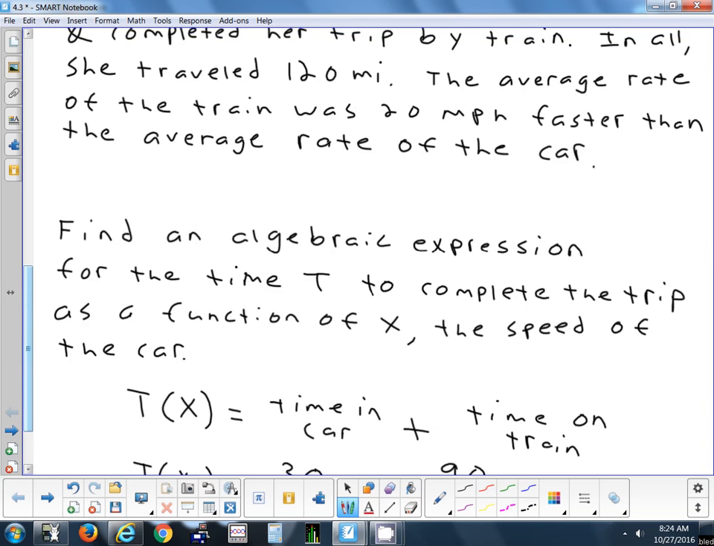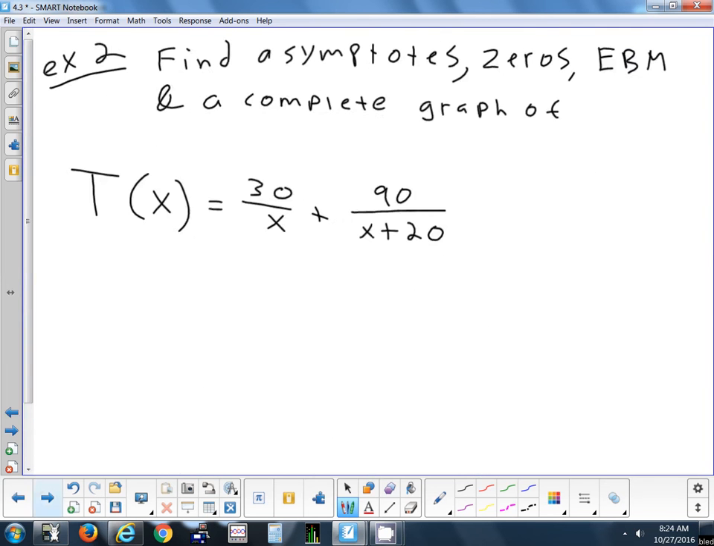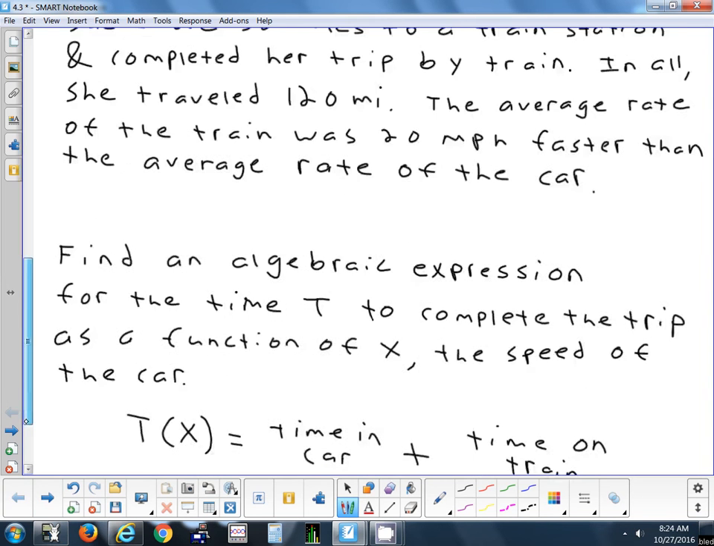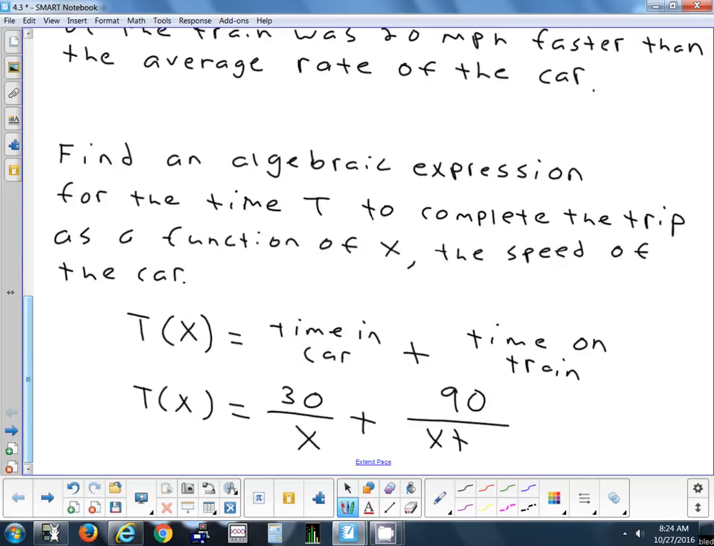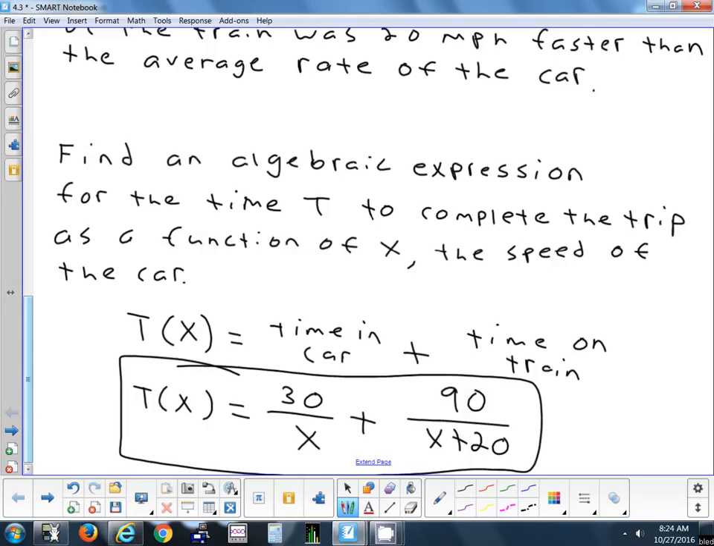Yeah, 20 plus x or x plus 20. Let me see how I wrote it. I wrote it as x plus 20. So it's 20 miles per hour faster than the speed of the car. And that's it. There's your time as a function of the speed she drives in the car.